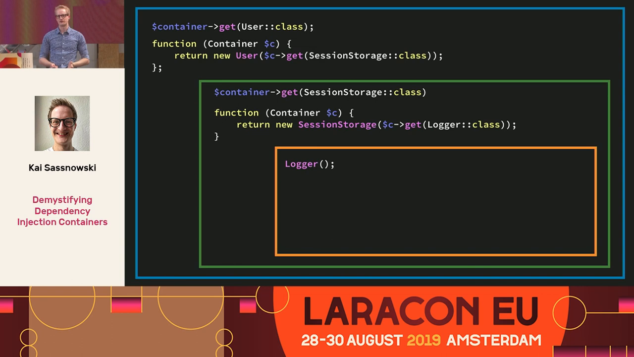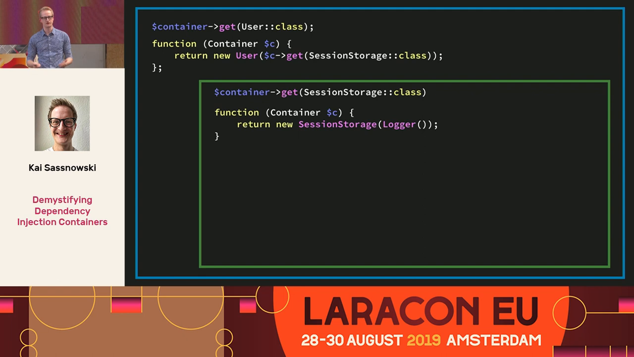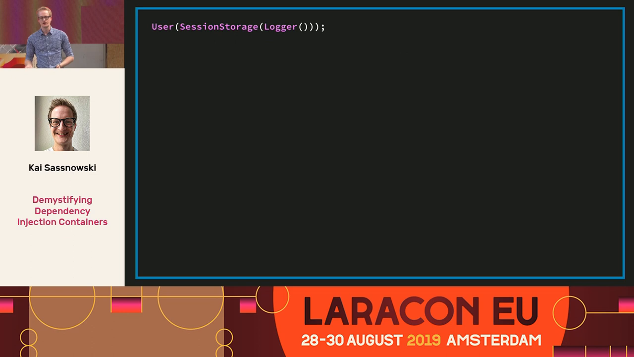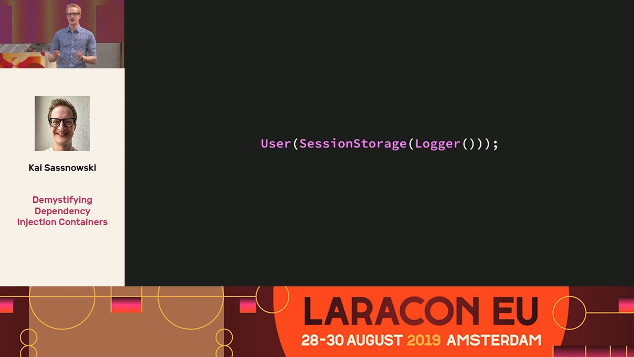And that gets plucked up in here, which is great, because now this function can return. There's nothing else to do. And now that gets plucked in here. And now the user can finally be constructed. And we end up with a user and a session storage and a logger. And now you know how a DI container works. And every single DI container does this in some form or another. Their implementations might differ slightly, but at their core, this is what they do. It's this recursive building of dependencies by just going back to the container.